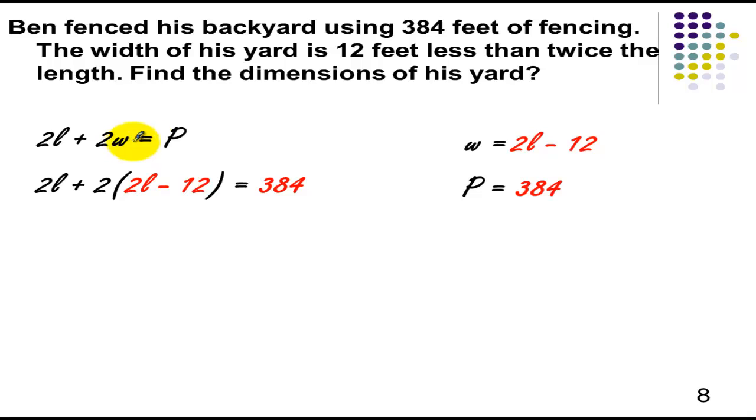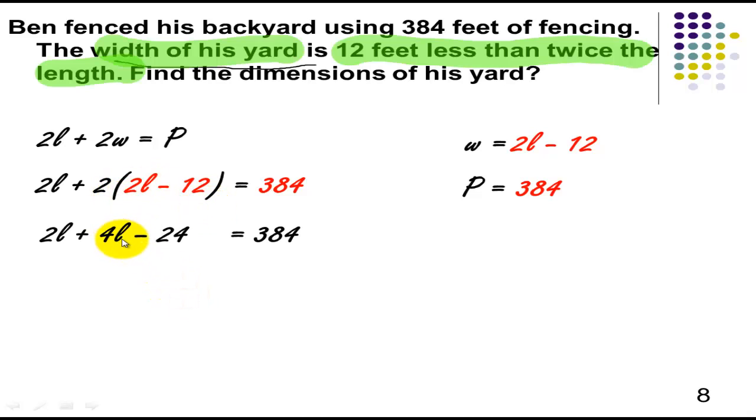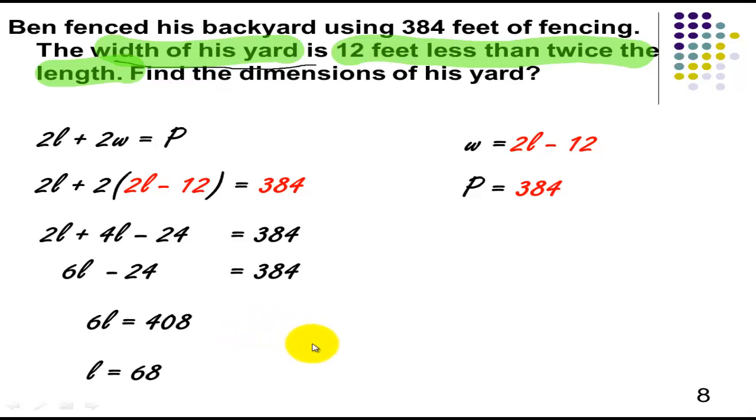Now, if the question is find the dimensions of his yard, then we have to proceed and solve for the width and the length. So to proceed, we have to distribute our 2 to the quantity 2L minus 12. You are going to get 4L and then minus 24. Combining like terms, 2L plus 4L is equal to 6L. Bring down minus 24 equals 384. Add 24 to both sides, you'll get 408. Divide by 6, you are going to get 68.